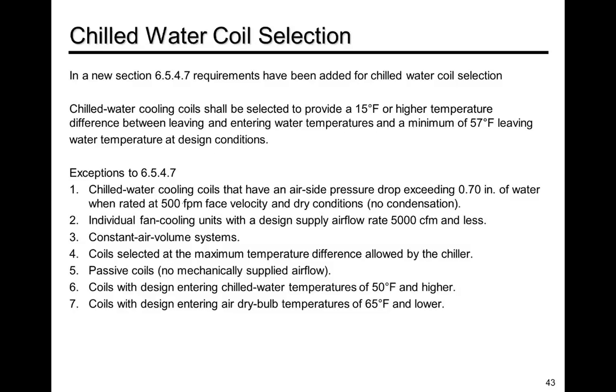Chilled water coil selection. This is an interesting one that we did a lot of work on, looking more at the system aspects. You're not just looking at the chiller, but at the chiller plus the pump. If you go to a 15-degree delta T on a chiller, you lose a little bit in performance, but you gain significantly in pumping power. So there's now a requirement that all chilled water coils have to be selected for at least a 15-degree delta T with a minimum of 57-degree leaving water temperature.